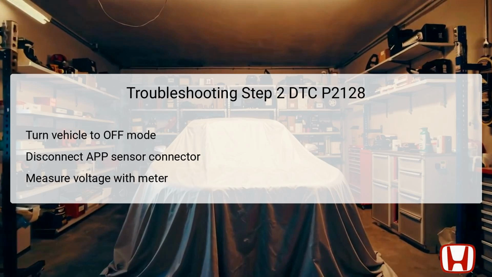In the second troubleshooting step for DTC P2128, the technician should first turn the vehicle to the off or lock mode, which effectively de-energizes the electrical systems.